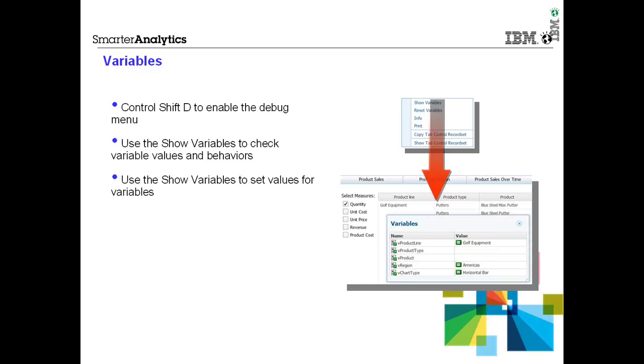Now, the best advantage of this particular menu is that it is available to you while you are accessing the report. So you can interact with the report and see if the desired variables are being set with correct values or not. So that can be a useful debugging tool. Also over here you can set the values manually so that you can test out specific conditions.